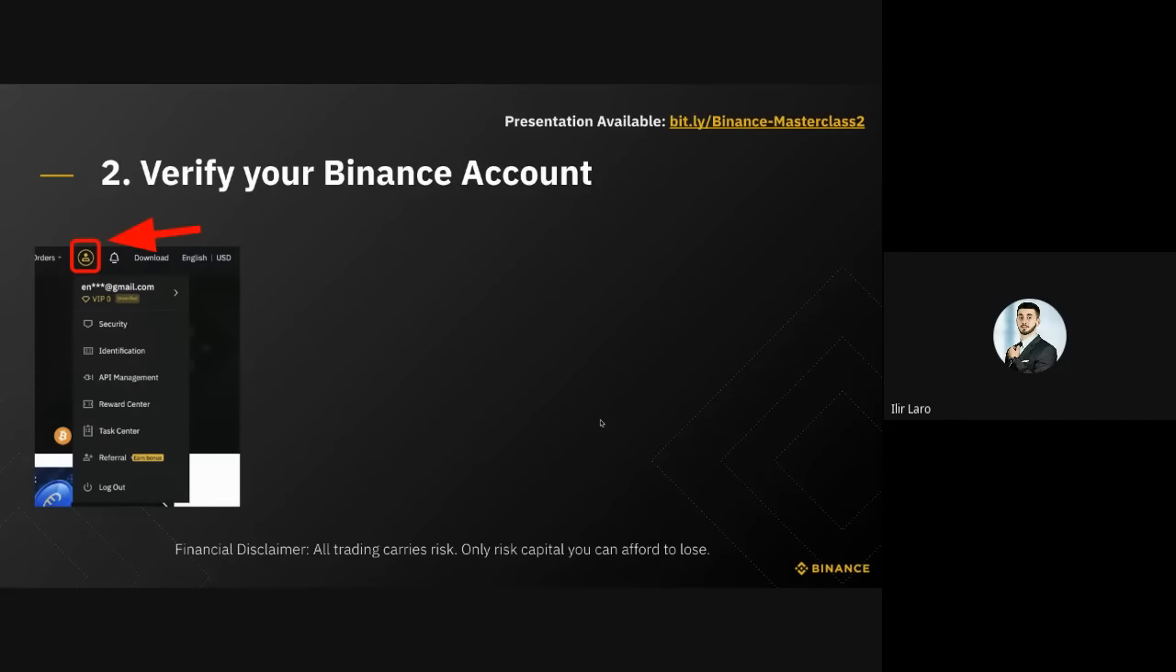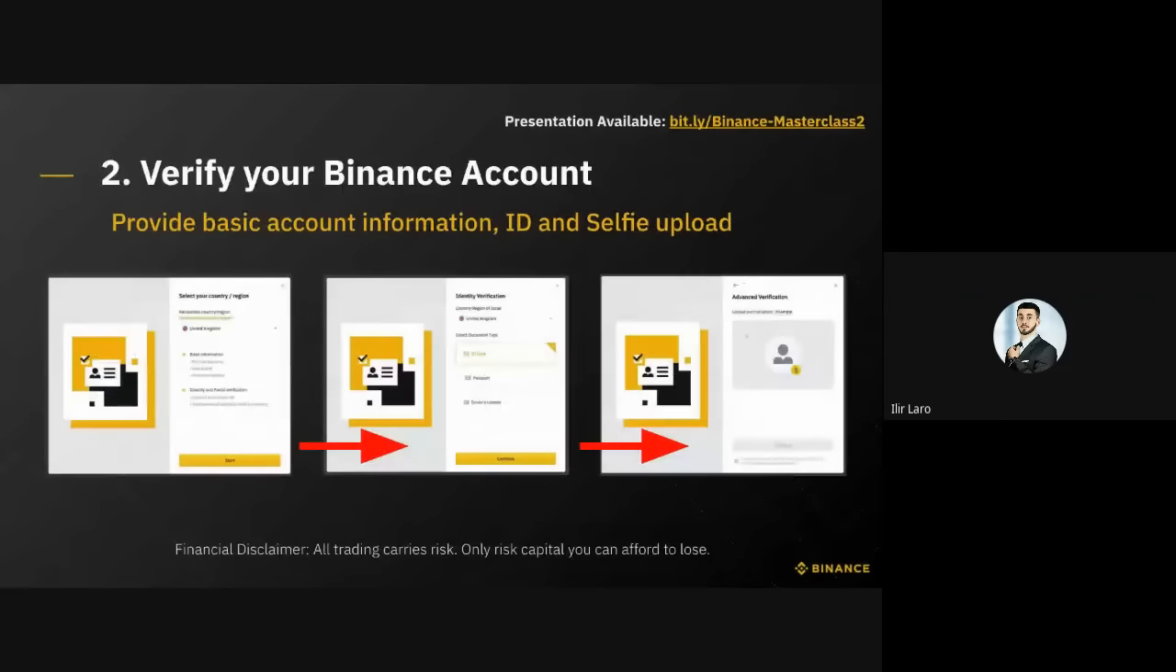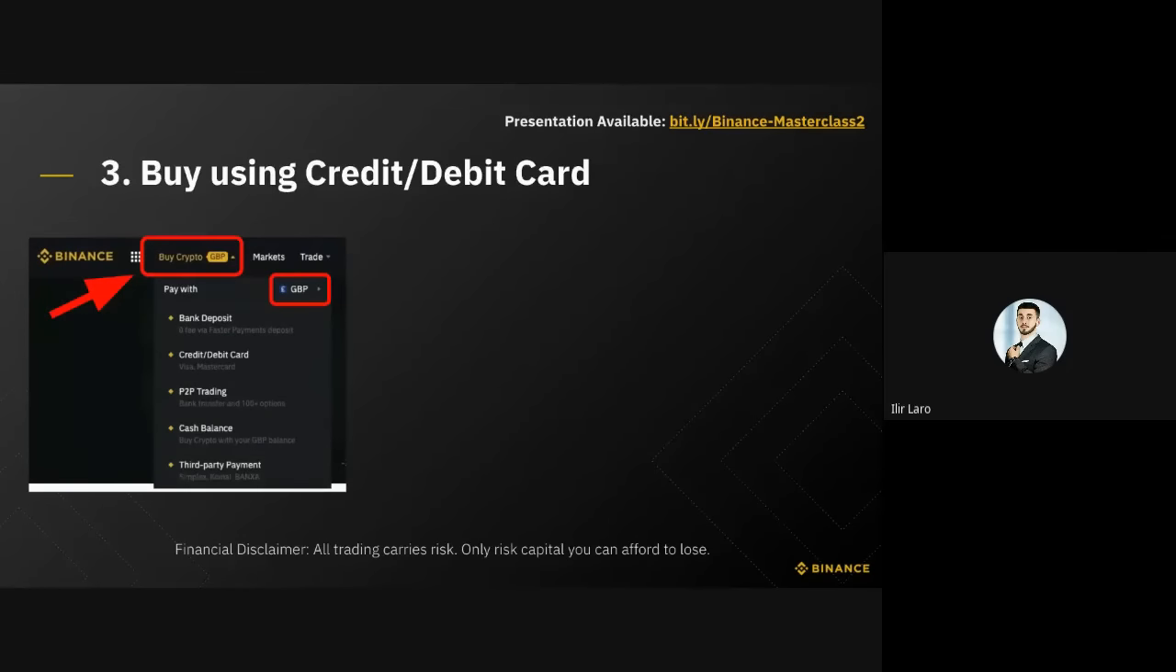Now you move on to the second stage, which is to verify your Binance account. This is where you need to provide certain account details, upload your ID documentation, and also a selfie so that you can unlock deposits and withdrawals. So by doing this, you go to the top navigation bar on the right, hover over your profile icon, click on identification, and then you just click on the verify button on the right. And then, like I mentioned before, you provide your basic account information, your ID, and your selfie upload. And then once you've verified your account, you're able to actually start buying.